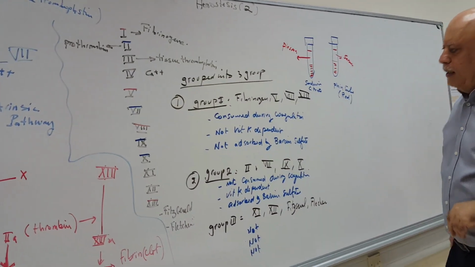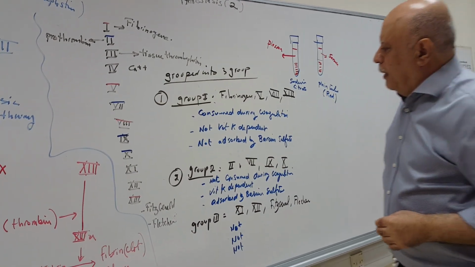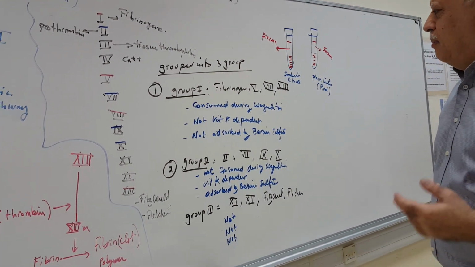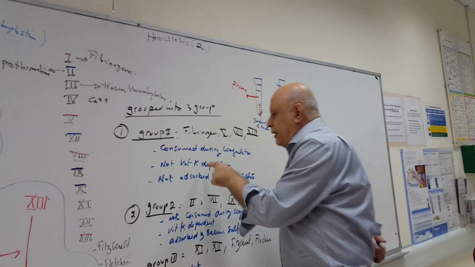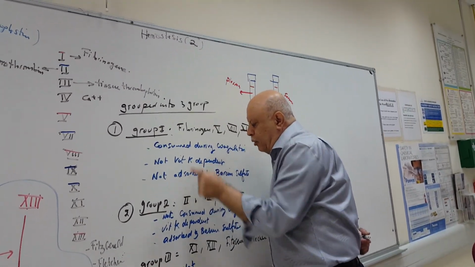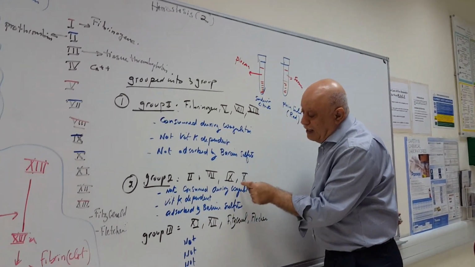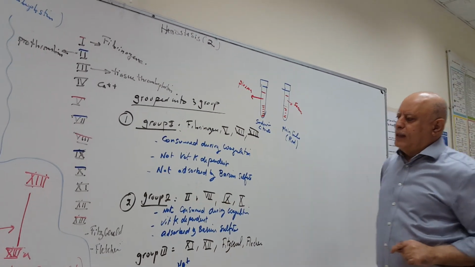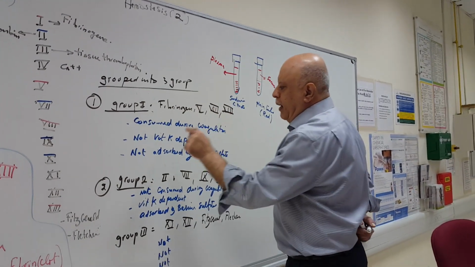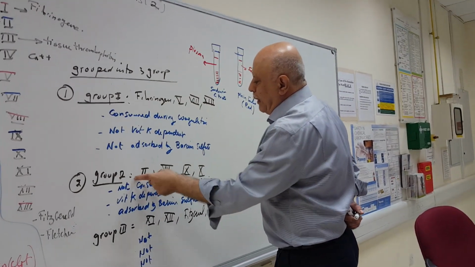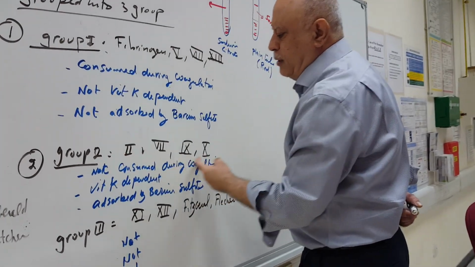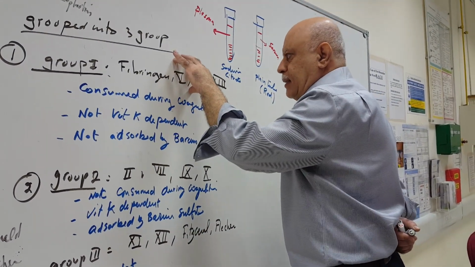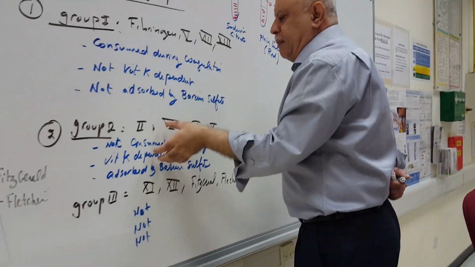We have vitamin K in our bodies. Vitamin K is very important for the synthesis of these clotting factors. If we are vitamin K deficient, we cannot make these factors in a sufficient amount. We tend to bleed. But this group and this group are not affected by vitamin K.